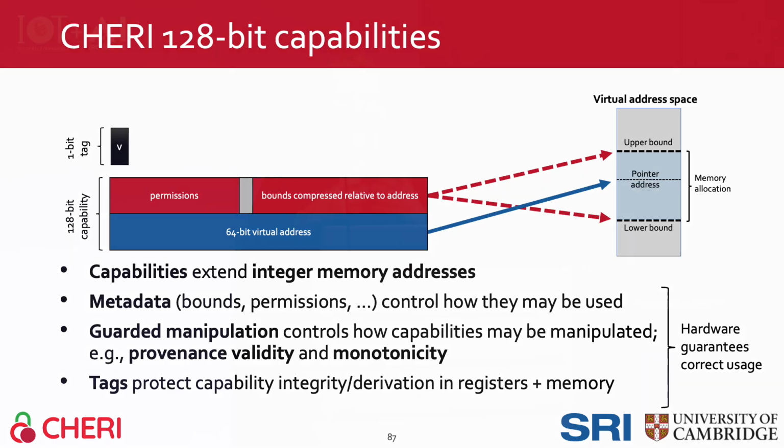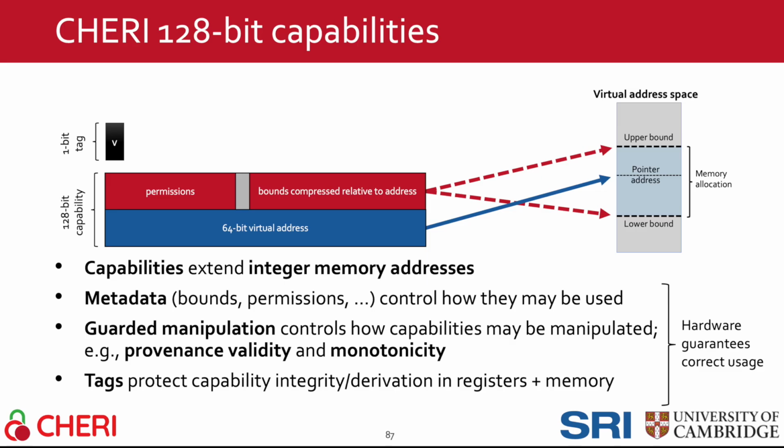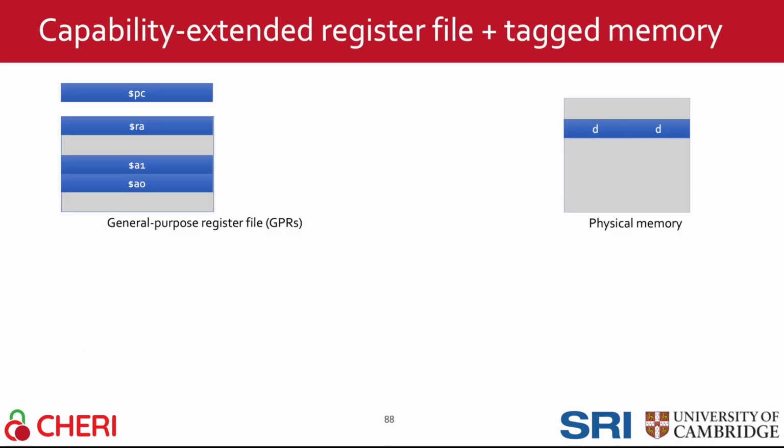It has bounds and permissions and provenance, and it has key security requirements from the instruction set, in particular guarded manipulation of capabilities. So in particular, you cannot increase your bounds or your permissions. The hardware just doesn't allow it. And in fact, we end up doing a lot of formal verification work to make sure those guarantees are obtained by the hardware.